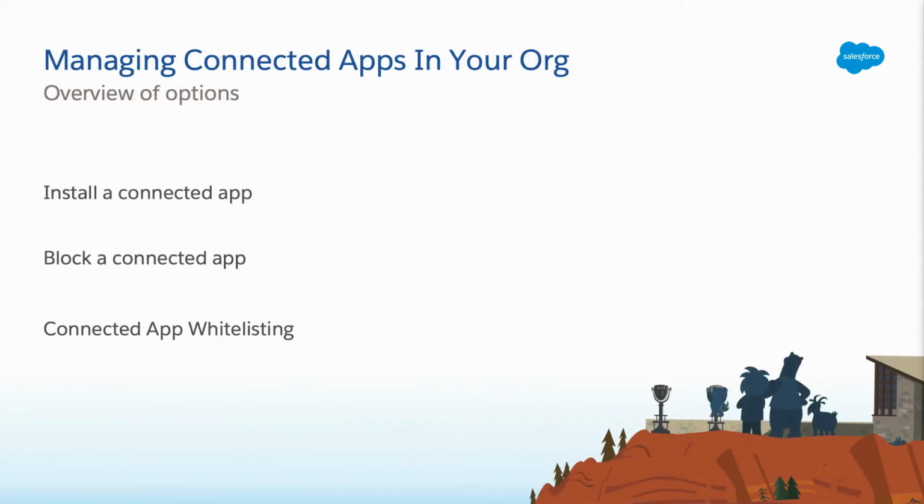Now that we understand what's going on in the org, let's talk about your options for what to do about it. Now, you pretty much have 3. They're listed here. You can install a connected app, and that allows you to lay your own security policies on how that app is being used in your org. You can block a connected app if you don't want it to be used at all. You can just cut off access. And finally, we've got a feature on the Salesforce platform called Connected App Whitelisting. That one's a bit more complicated, so we'll go over that in the final slide.